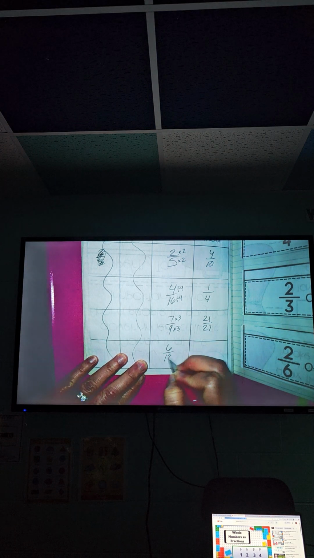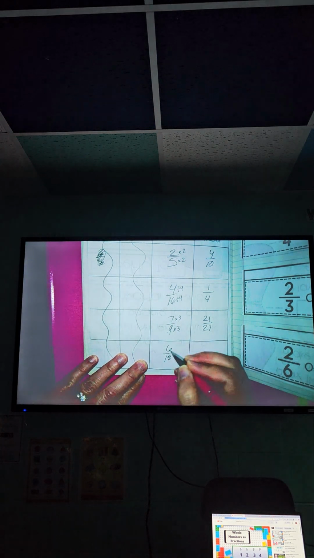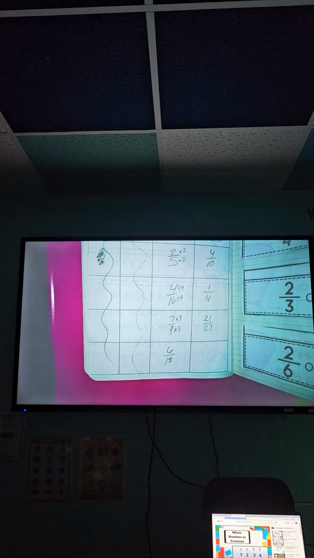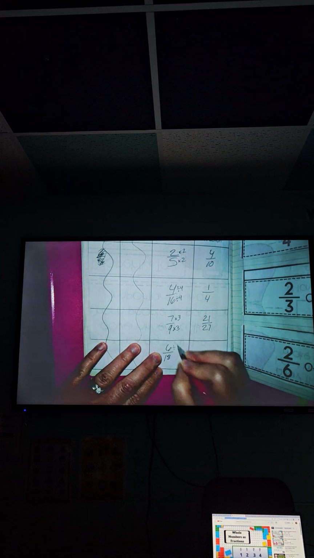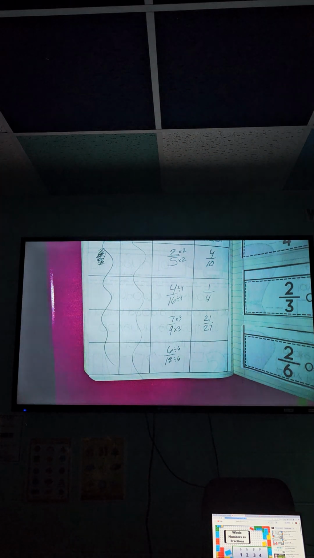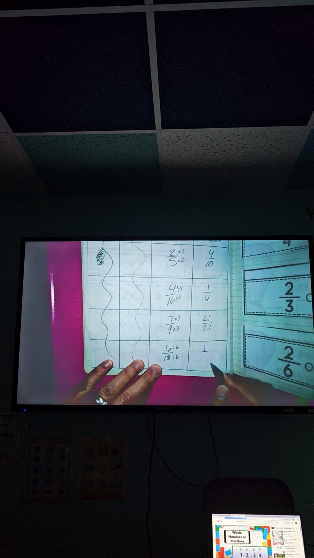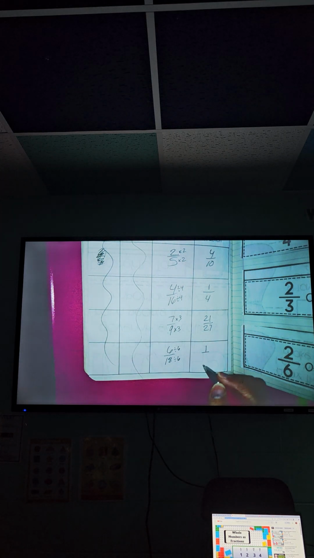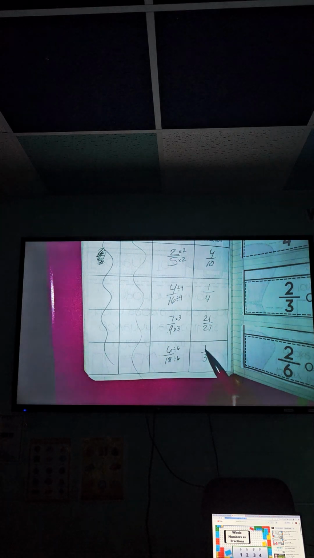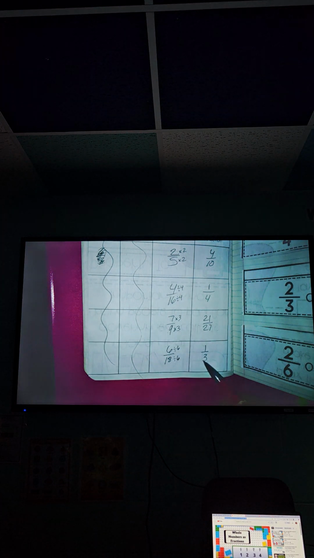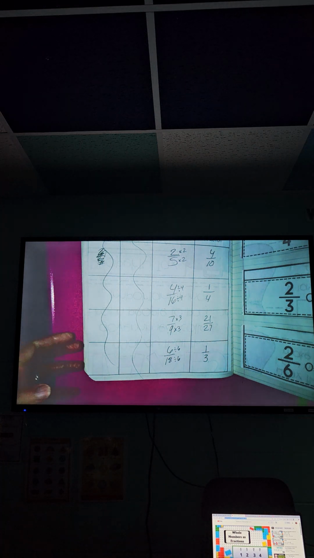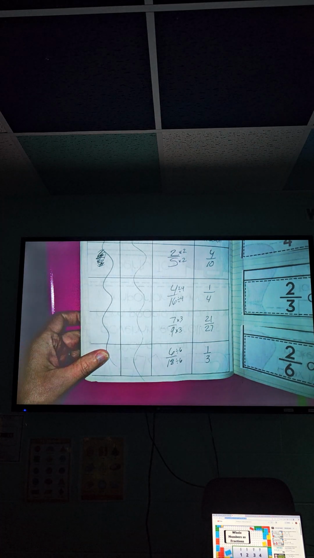Next, 6/18. Ask yourself, can 6 go into 18? And the answer is yes, so we can divide by 6. 6 divided by 6 is 1. 18 divided by 6 is 3. 1 times 6 is 6. 3 times 6 is 18. So those are equivalent fractions.